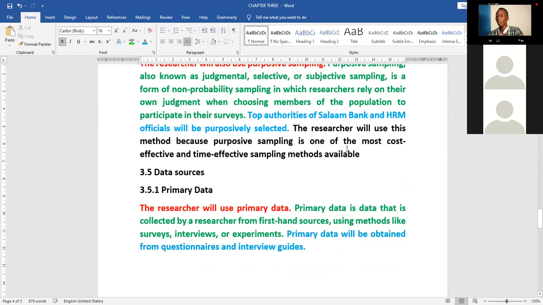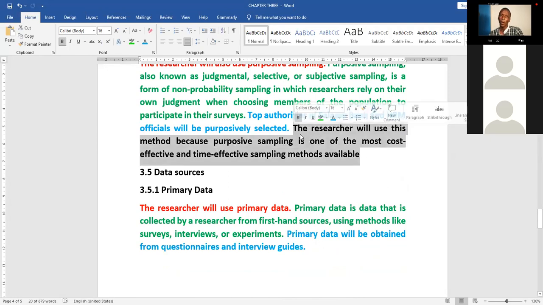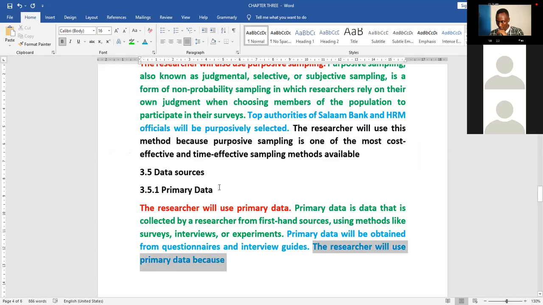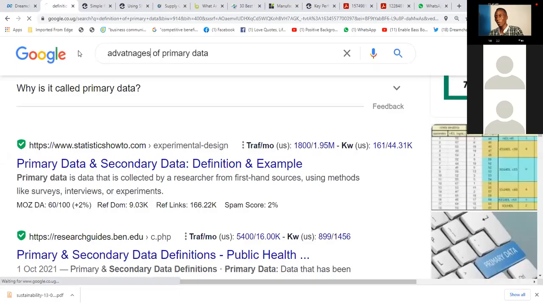Now what is next? The other one is justification. You're supposed to give the justification, the reasons why you're using primary data. You're going to say that the researcher will use primary data because, and after putting because, you're supposed to look for one advantage of this item. How do you get the advantage? We are going to go back to Google and look for advantages of primary data, just like this.